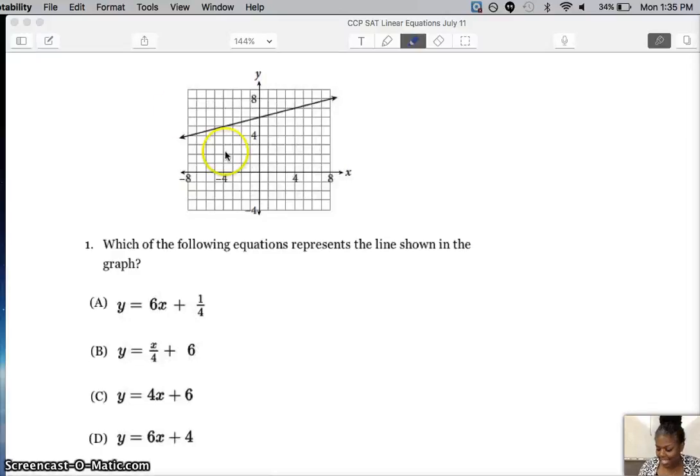All right, explanation of last night's homework. Let's take a look. So what we have in this first SAT question is which of the following equations represents the line shown in the graph?